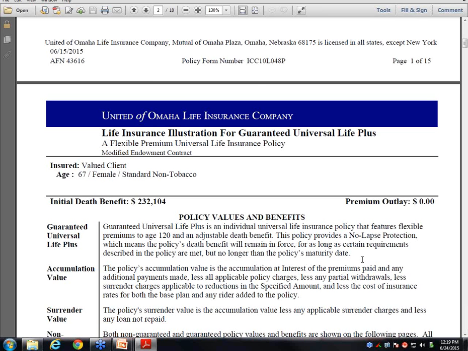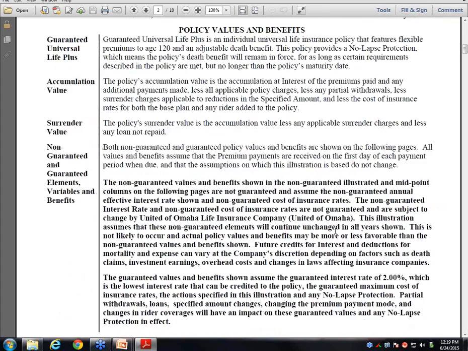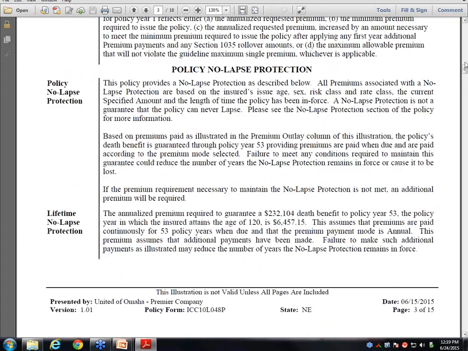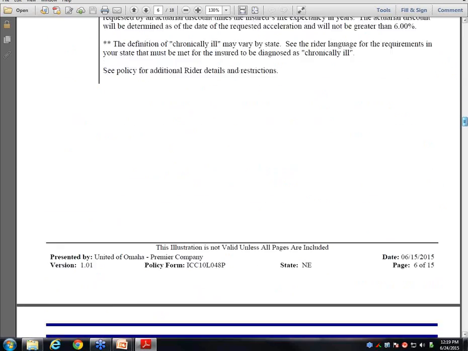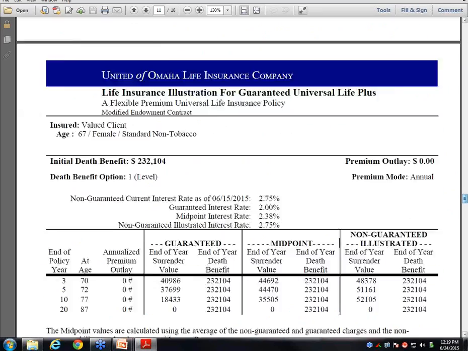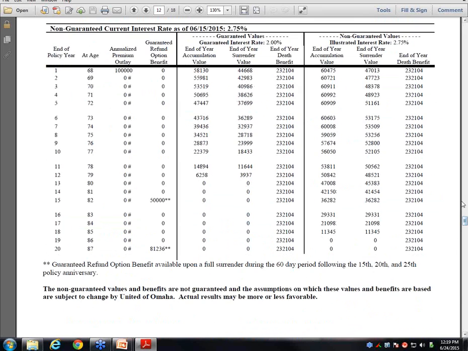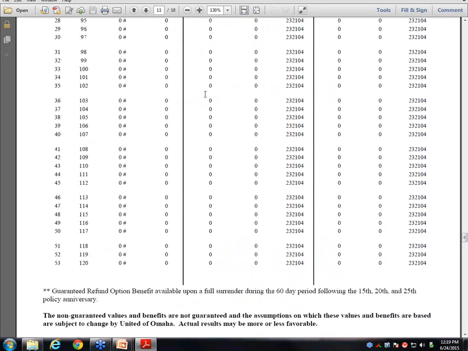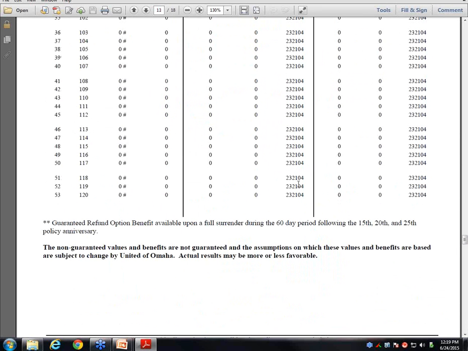It's going to put you in a position where you can plead your case, and then the next thing we're going to do is explain to them how this makes sense. Now, on the illustration, when you show this, one of the biggest powers of Guaranteed Universal Life is that we can actually show them that once their one-time premium payment of $100,000 goes in, you can see on the left-hand ledger here, we're guaranteed all the way out to age 120 that $232,000 death benefit.